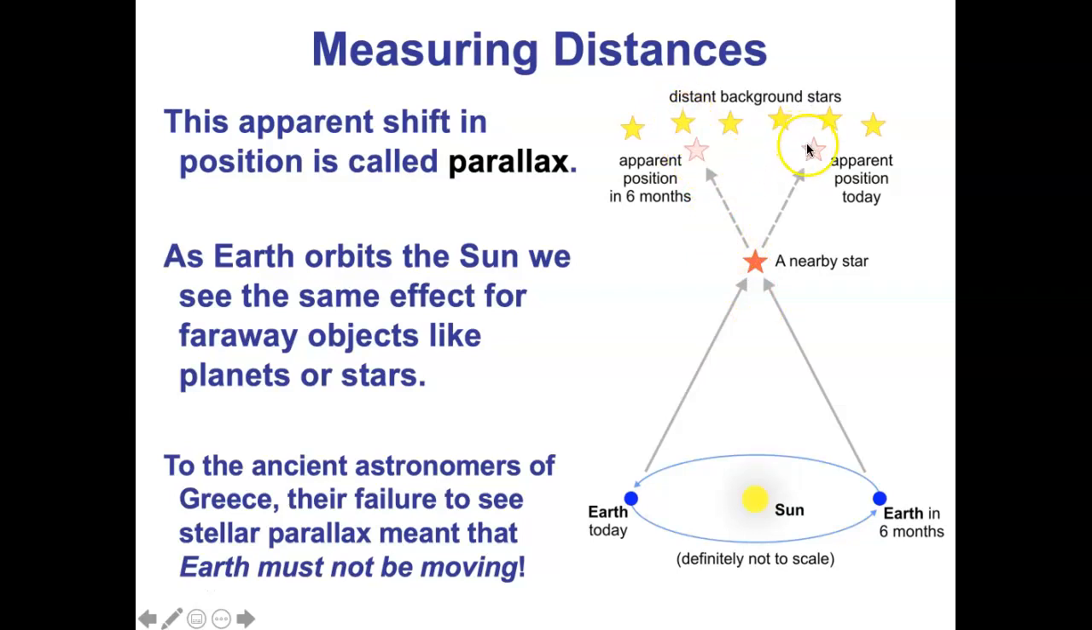So that over the course of 6 months, the star starts over here and the star wobbles over to the left over 6 months. And then over the next 6 months, that star is going to appear to shift back over to the right, and it'll come back where it started out 1 year before.